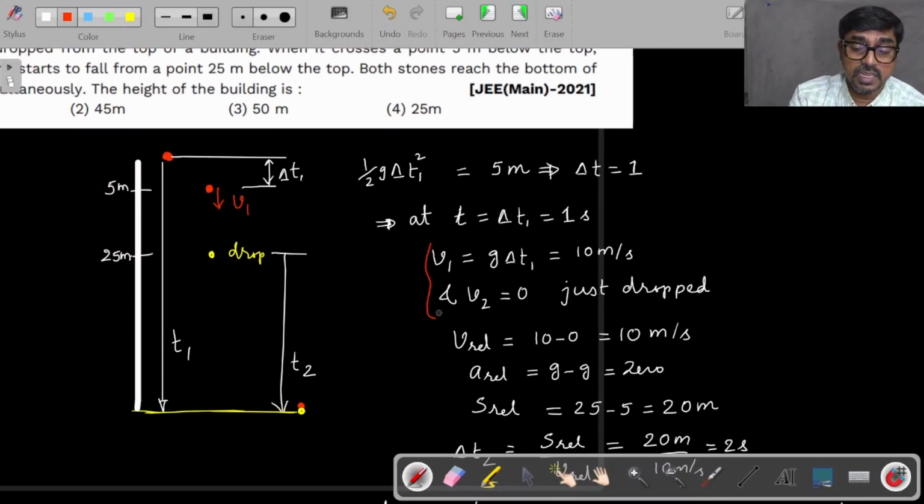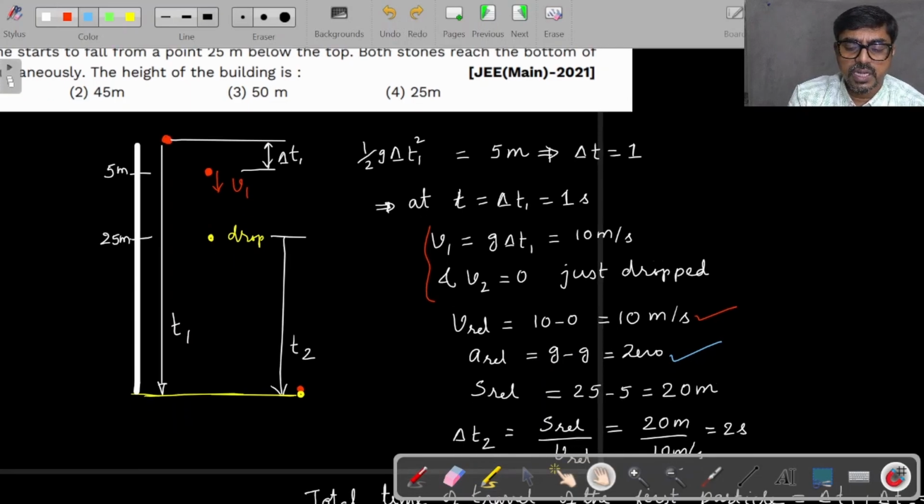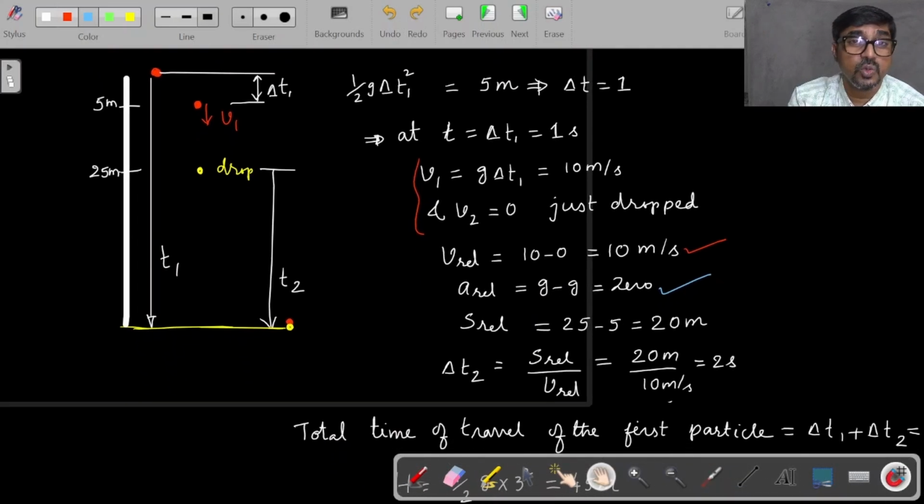And we can calculate the relative velocity between them. 10 minus 0 will be 10 meter per second, and interestingly this is something you should know. The acceleration of one projectile with respect to the other projectile is going to be 0. Both of them have downward acceleration g, so relative acceleration is going to be 0, and relative displacement is the separation. Finally they will meet. Initially they are separated by 20 meters. So relative displacement is going to be 20 meters, and to calculate the time interval, relative displacement by relative velocity, that's all. There is no acceleration with respect to each other there. So you will get 2 seconds.